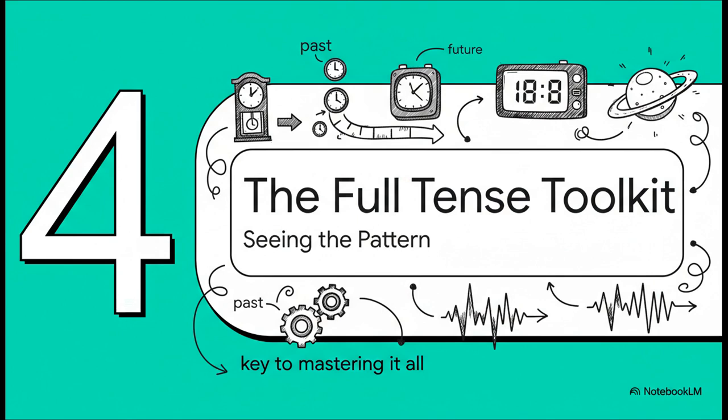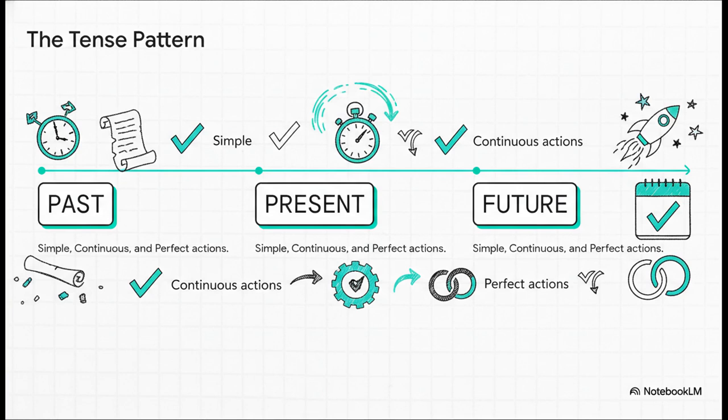It might feel like we've covered a dozen different separate rules, but here's the secret. We haven't. Now we're going to pull back and you'll see that it's actually just one simple repeating pattern. And this is the absolute key to mastering the whole thing. Let's look at our timeline one last time. Just look at the beautiful pattern here. In each of these time periods, past, present, and future, we find the same three basic ideas. We have simple actions for basic facts, we have continuous actions for things that are in progress, and we have perfect actions for things completed before another point in time. The underlying logic is always the same. The only thing that changes is the timing.